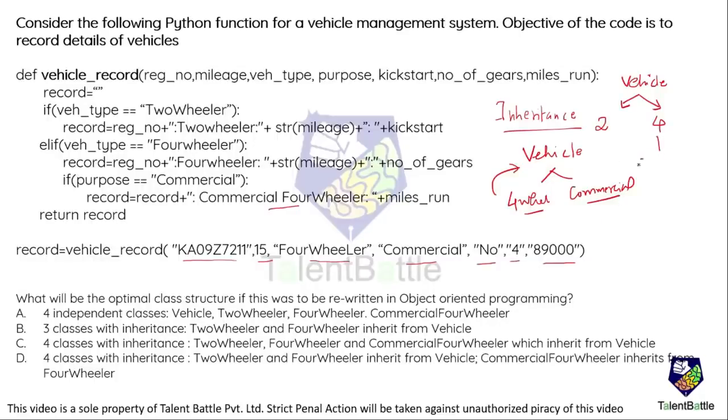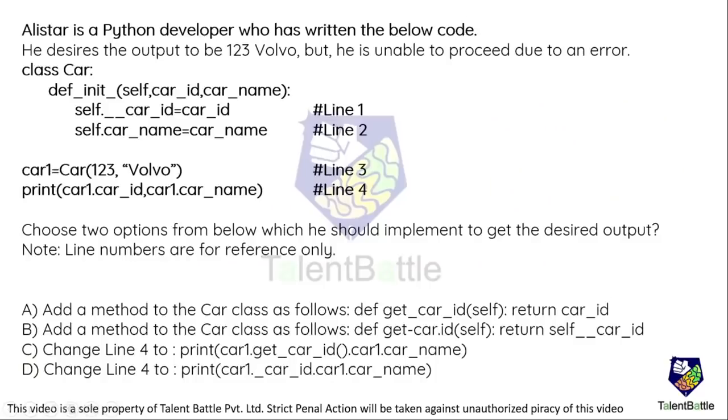So we can say that commercial four-wheeler will be a class that comes under the category of four-wheeler, meaning it will be inheriting the properties from four-wheeler. So the main structure of classes will be like this: main class vehicle, then two-wheeler and four-wheeler inheriting the properties of vehicle, and within that, four-wheeler has one more class, commercial four-wheeler, which will inherit from four-wheeler. So if I go with this structure, option D is the correct option that will satisfy the requirement provided here, and it will be an optimal class structure in object-oriented programming. Moving to the next question.